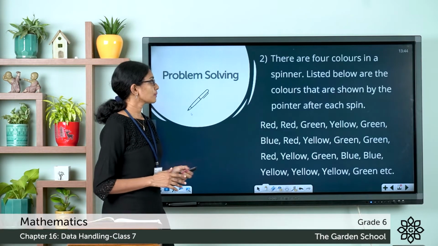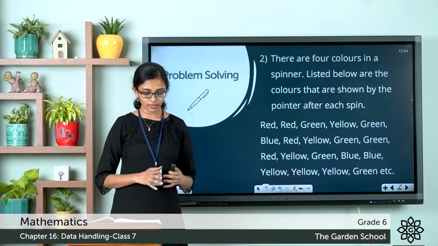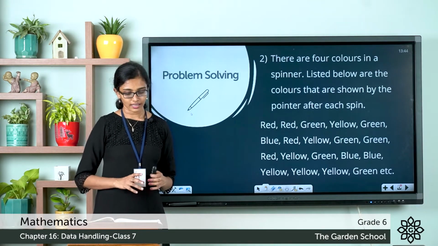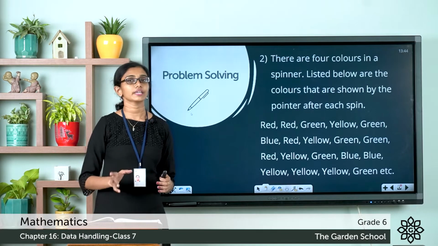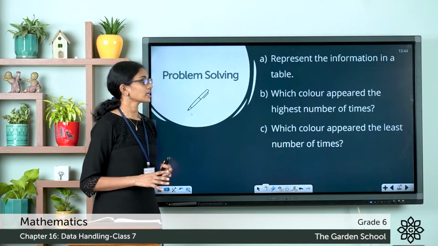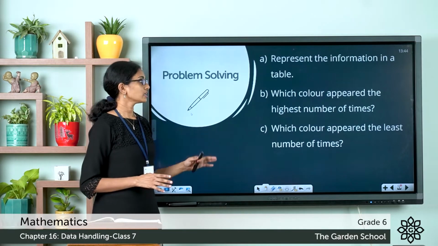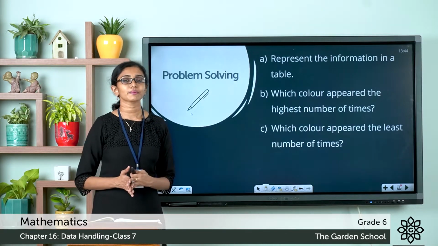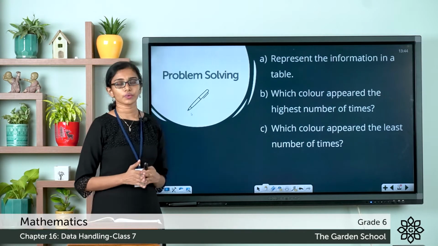Now the question number 2. There are 4 colors in a spinner. Listed below are the colors that are shown by the pointer after each spin. Now you have to represent the information in a table. Then which color appeared the highest number of times? Once you have the table completed, you can answer the next 2 questions.